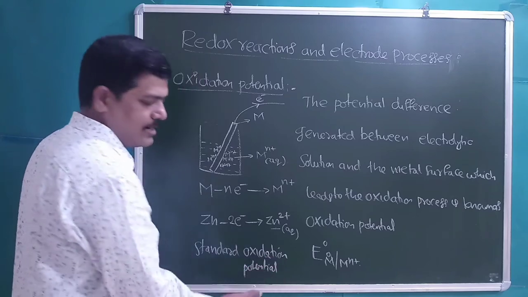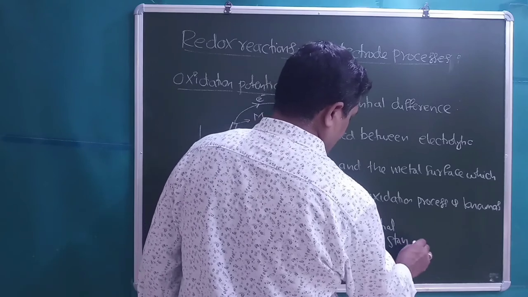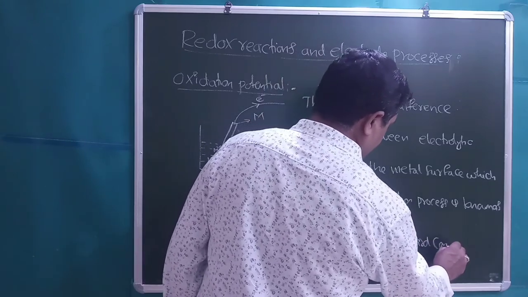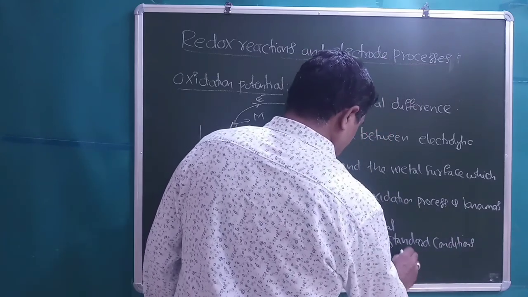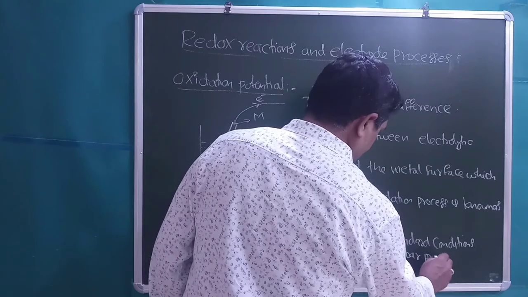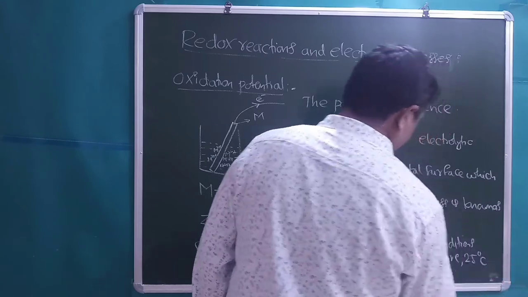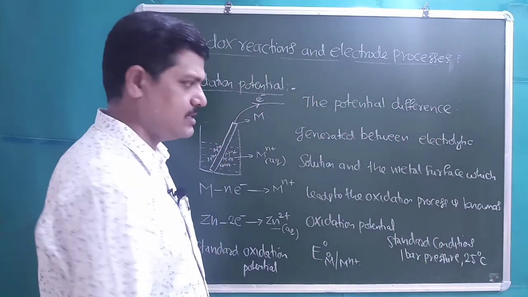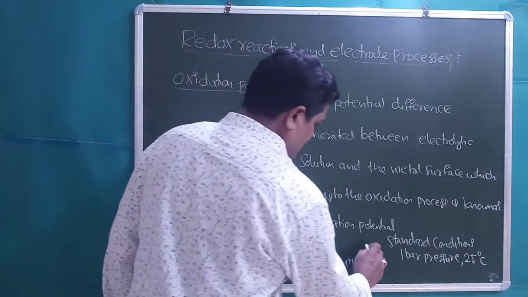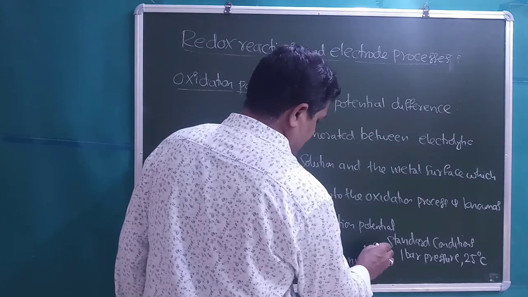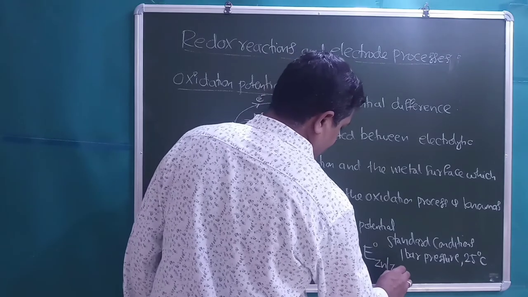For a given metal, we can represent it like this. Standard conditions are 1 bar pressure and 25 degrees Celsius temperature. Students, if it is zinc, we can represent the standard oxidation potential as E naught Zn/Zn2+.